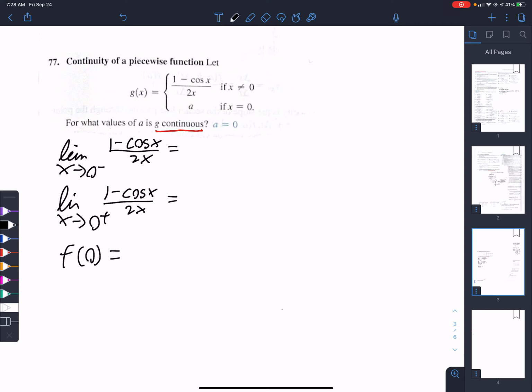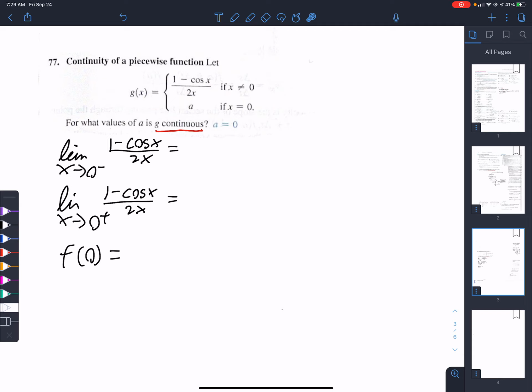And how are we going to do this? If you plug in 0 here and 0 here, cosine of 0 is 1. You get 1 minus 1, which is 0, over 0, which is indeterminate. And so we're kind of stuck and not sure what to do at this point. But here's the secret. You can try rewriting this. You can try all kinds of stuff. But this comes from the Squeeze Theorem.